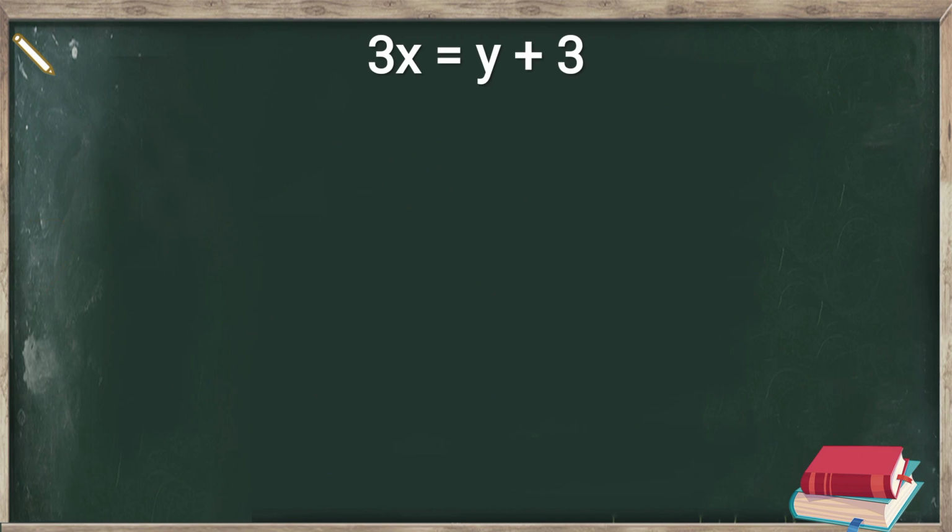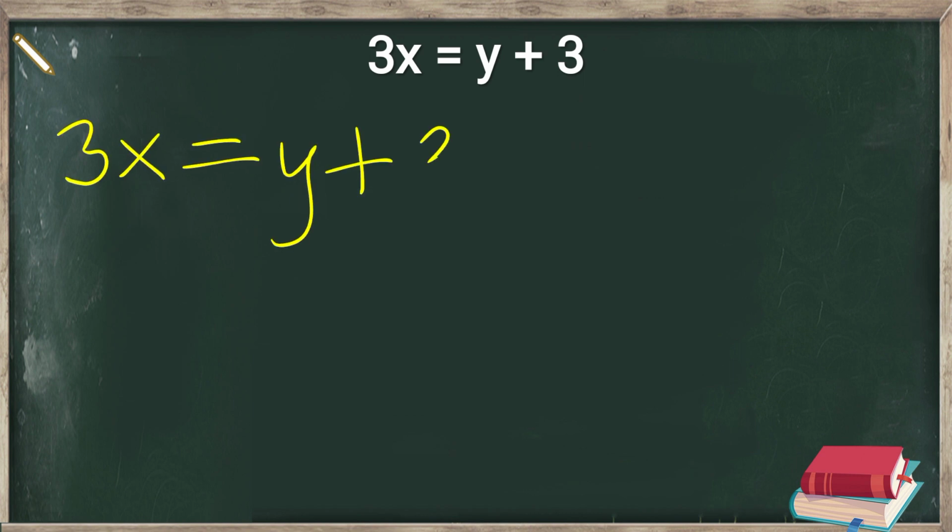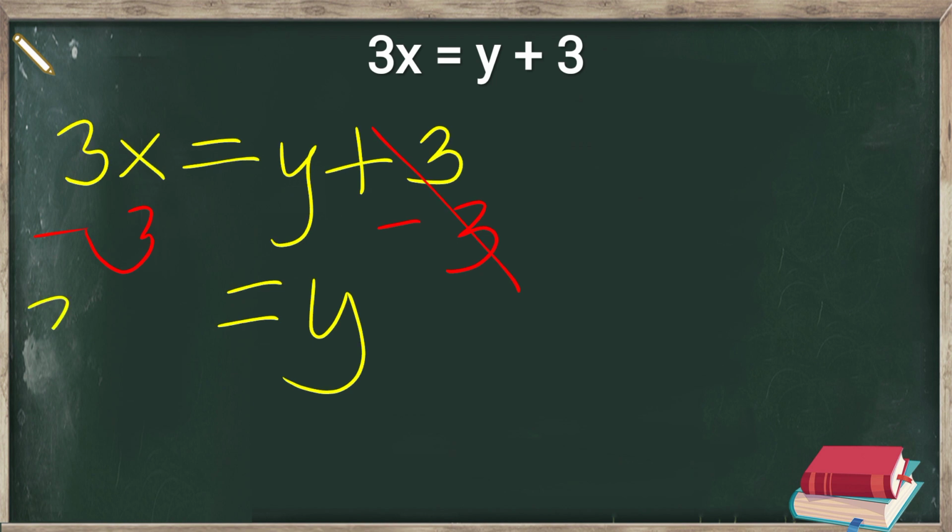Next example, 3x equals y plus 3. Since yung y natin ay nasa right side, pwede natin gawin ganito. So, 3x equals y plus 3. So, magma-minus 3 ako on both sides. So, ito cancel na to. So, maiiwan na lang si y sa right side, right? So, magiging 3x minus 3.